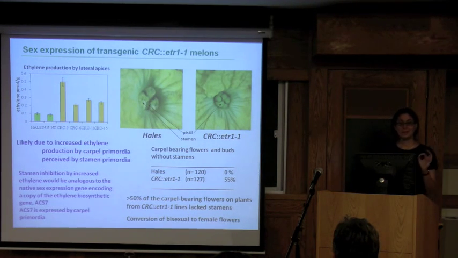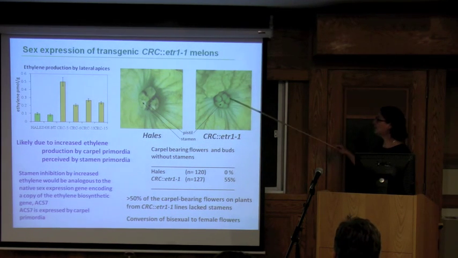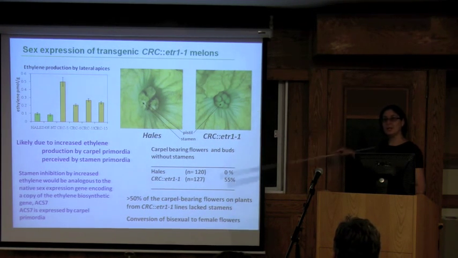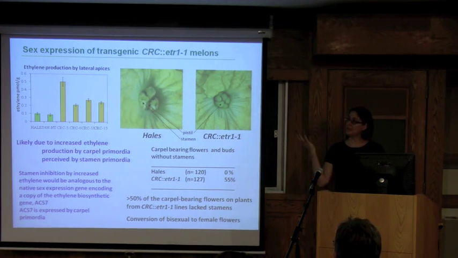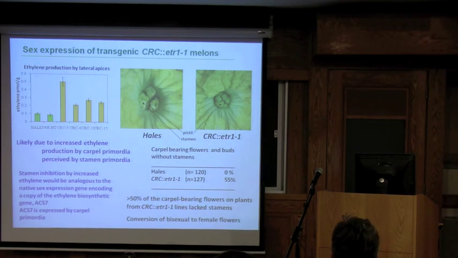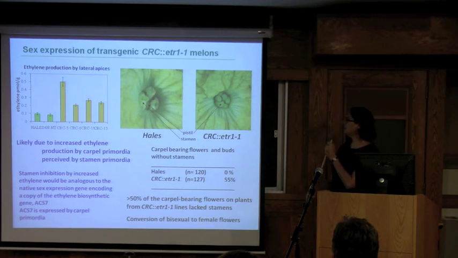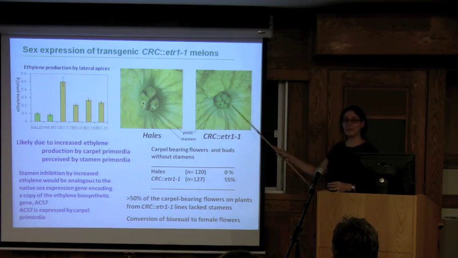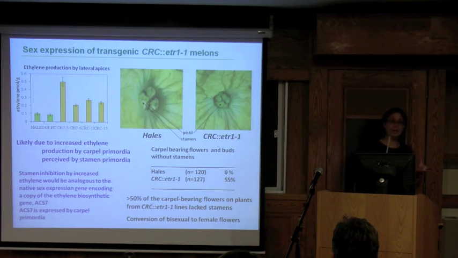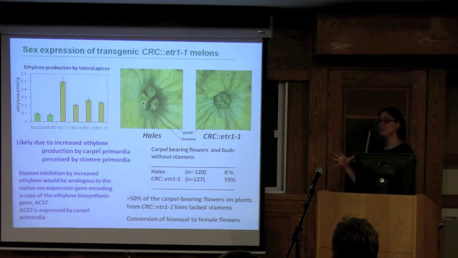But in the CRC ETR1-1 lines, approximately 50% of the buds and the flowers saw a complete loss of stamens. Essentially, they became female. So again, if you have this elevated ethylene, the plants go on to produce carpel-bearing buds, but then that elevated ethylene can subsequently lead to an inhibition of stamens. That's what happens naturally when you have plants that are capable of producing female flowers.